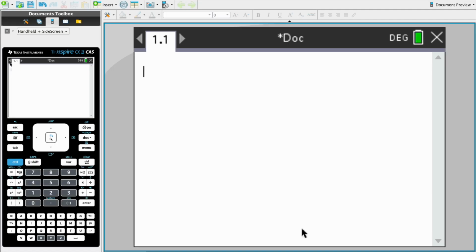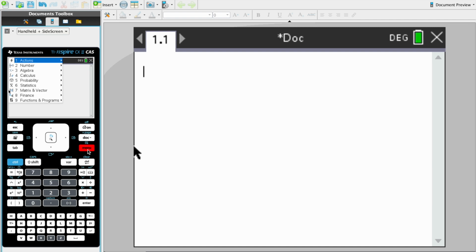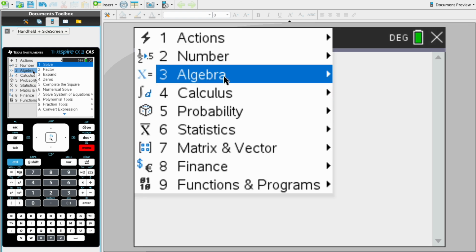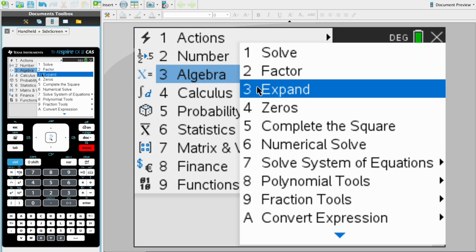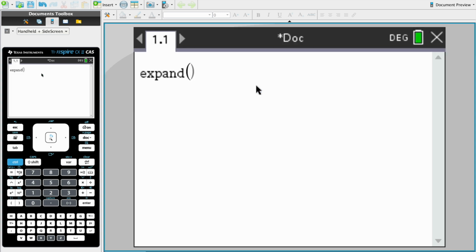Okay, so now we're going to look at how we expand on the TI-Nspire CAS calculator. It's really simple to do. What you need to do first is go to Menu, 3 for algebra, then 3 for expand. So menu 3, 3. Remember, just press the numbers. Don't bother scrolling down. Just go menu 3, 3, and you'll get expand. And then you just type in your equation.